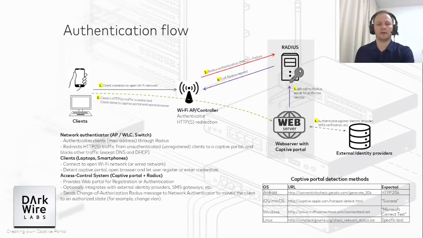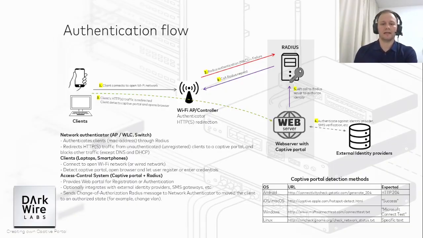Now let's talk about the flow, how clients connect to guest networks. So here I identified several steps that take place before access is granted. As you can see in this slide, first, the client connects to the open network. The network device, in this case a wireless access point, wireless controller, or it could even be a network switch or a router.